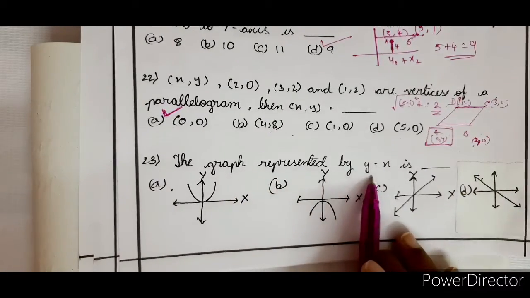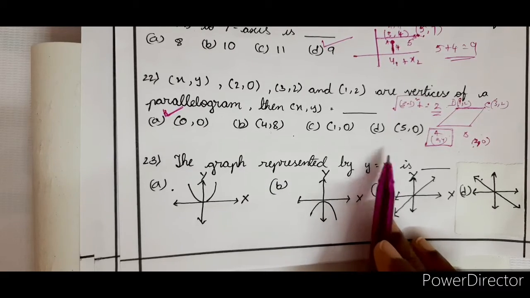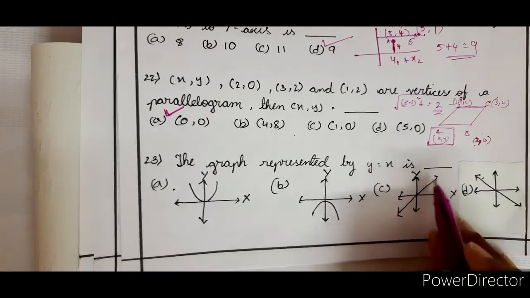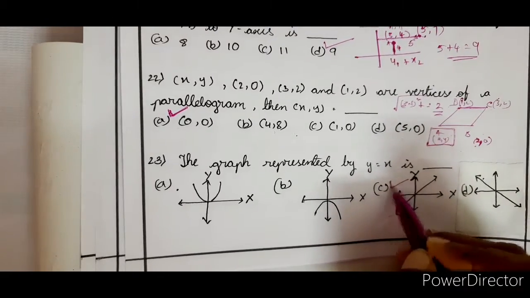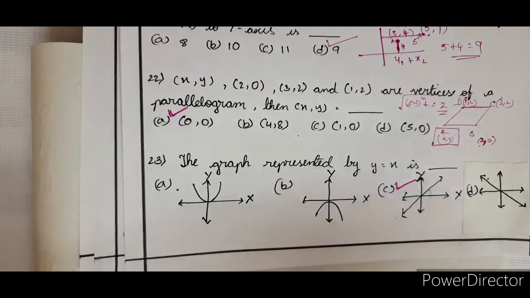Next one: the graph represented by y is equal to x, that is y is equal to mx, where m is 1, right? That is, the slope is 1. So this is the graph with a positive slope. Okay.